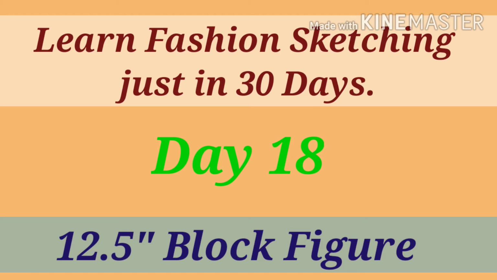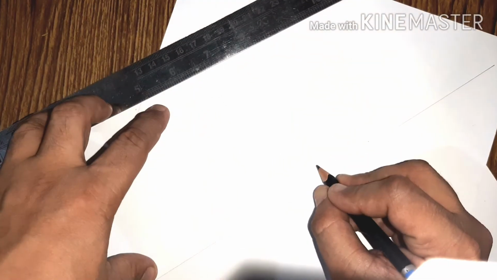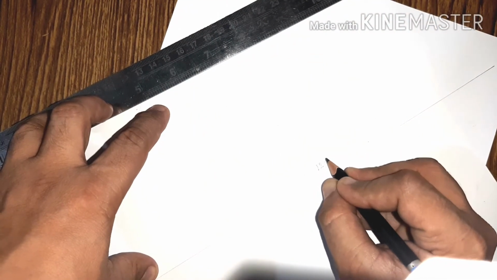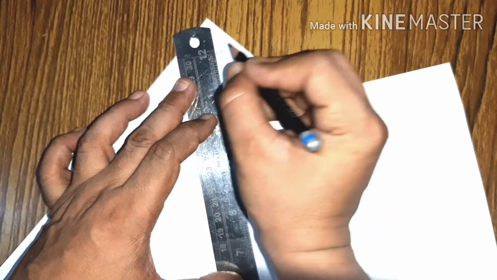In today's day 18 class, we'll be learning the block figure of 12.5 inch. To start with, you have to draw a line of 12.5 inches. The length proportions in this figure will be different from the 10.5 inch, but width proportions will be same.